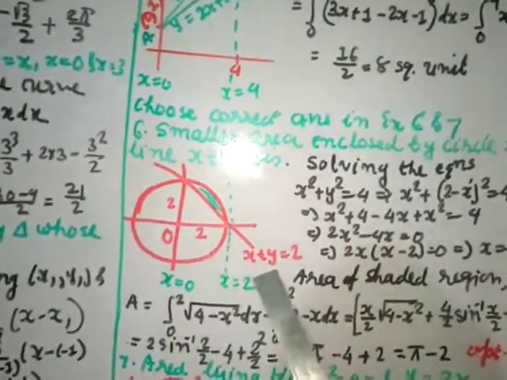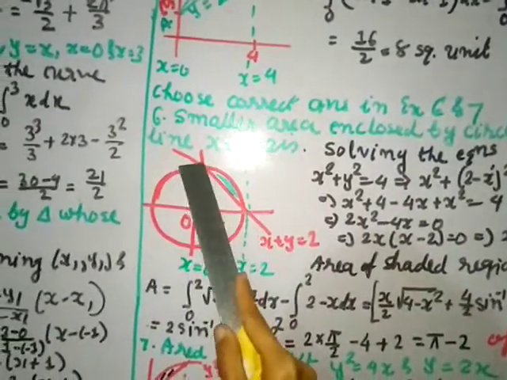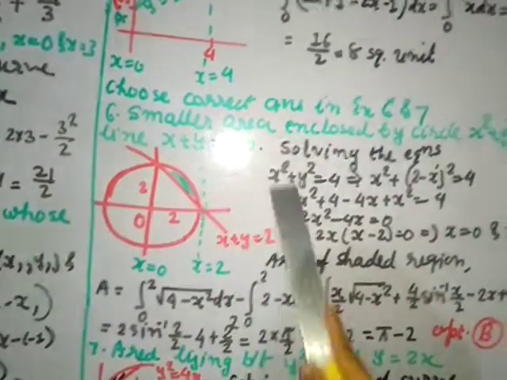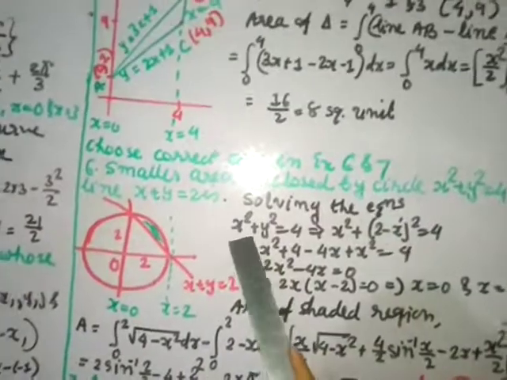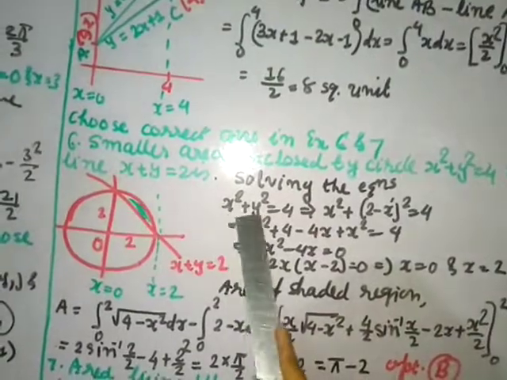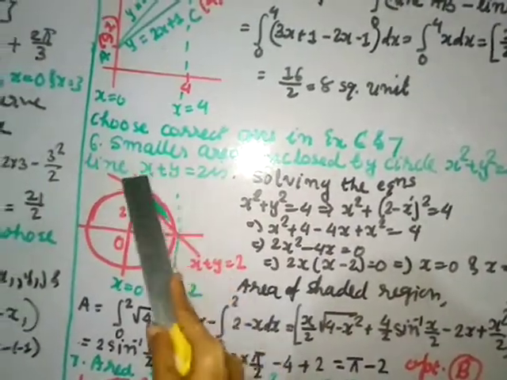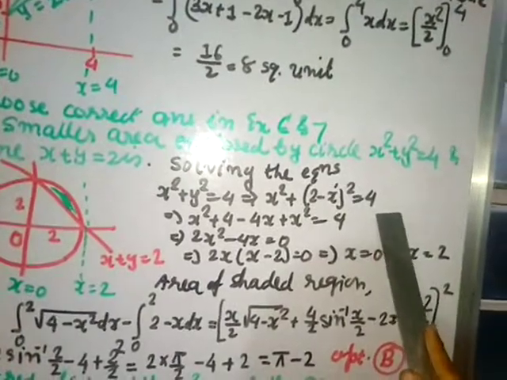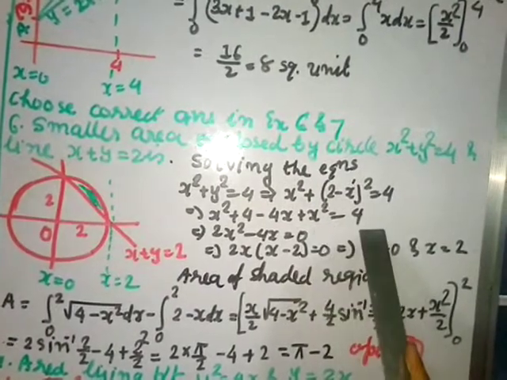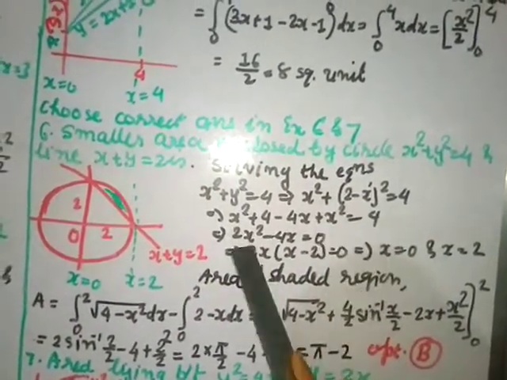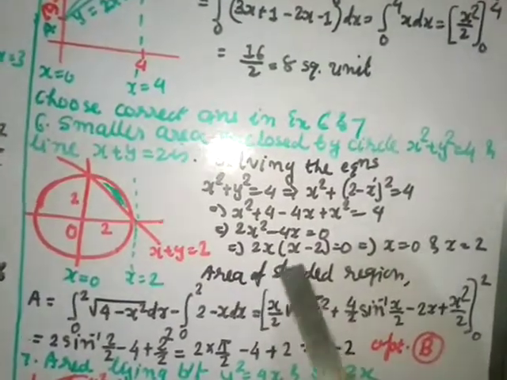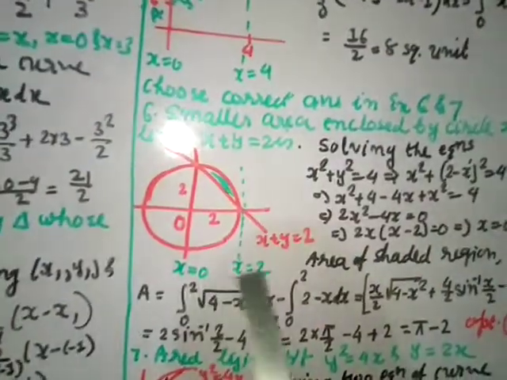And this is the line x plus y is equal to 2. The intersection points of these two are this one and this one. Here I'll take x equal to 0 and this is x equal to 2. Solving the equation, let us put the value of y from here in this equation. So x square plus y square is equal to 4. I'll put the y value from here, so 2 minus x will come. So 2 minus x whole square equal to 4. x square as it is, expand this using a minus b whole square. 4 minus 4x plus x square is equal to 4. 4 and 4 cancel, x square plus x square is 2x square, minus 4x equal to 0. Take 2x common, x minus 2 equal to 0. So this gives you x equal to 0, and from here you get x equal to 2. These are the points.